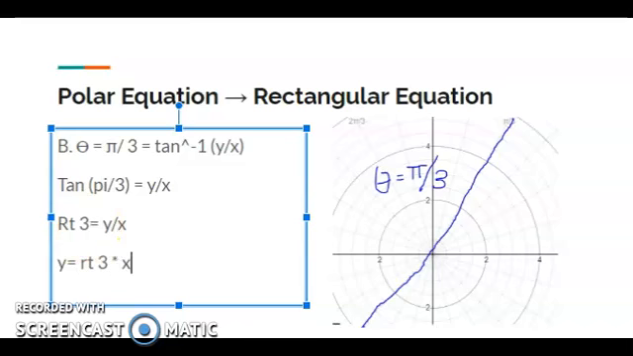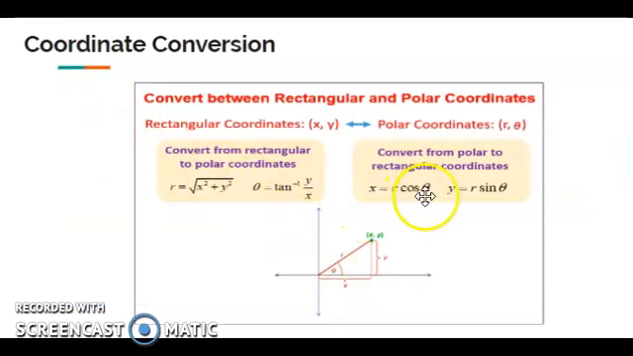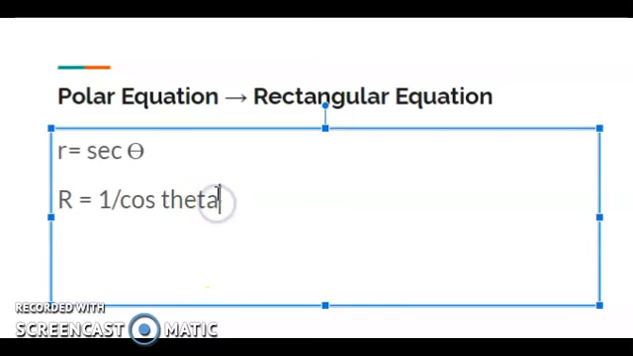And finally, our last problem, r equals secant theta. Well, we don't know much about secant theta, but we know about cosine theta. So we're going to convert this to r equals 1 over cosine theta. Now, we know from our equations that x equals r cosine theta. So we're going to try to get r and cosine theta on the same side. We're going to multiply both sides by cosine theta. So we get r cosine theta equals 1. r cosine theta equals x, so this is x equals 1.